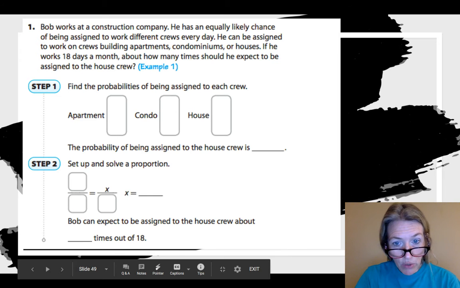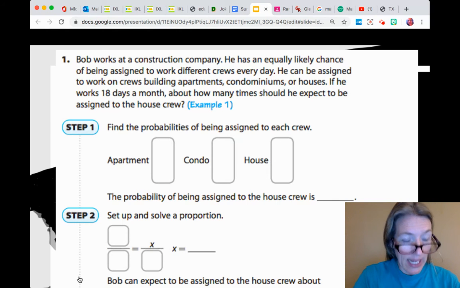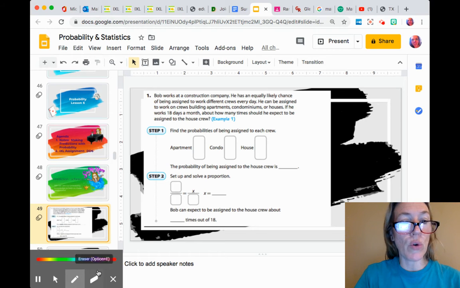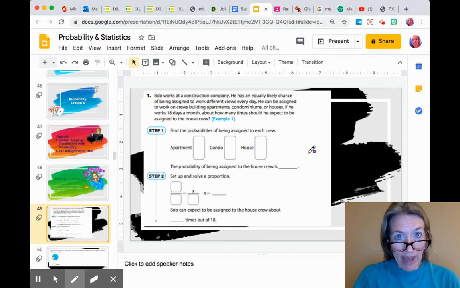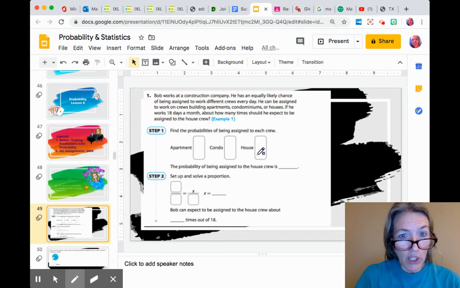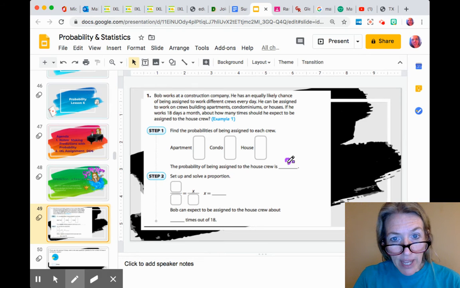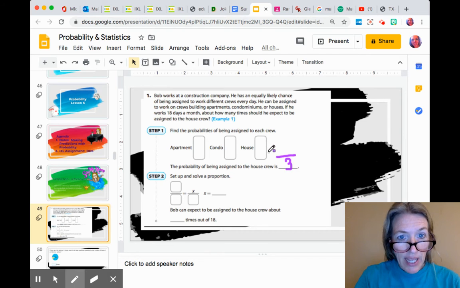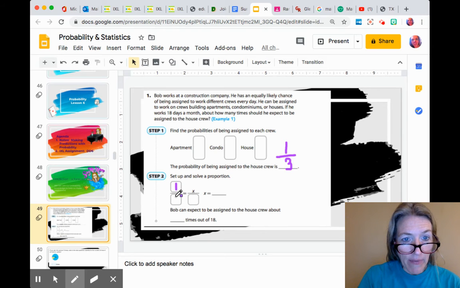And I'm going to quickly grab my pen. And you too, go ahead and grab yours and your math journal. Okay, so if I count how many crews on which he could be, that would be 3. So that's the total possible outcomes for the crews. And then out of that, he would have a 1 in 3 chance on any given day to work on that house crew. So I'm going to put that probability in over here.